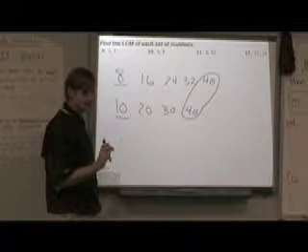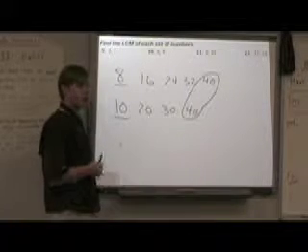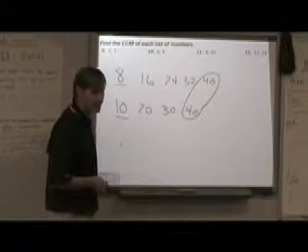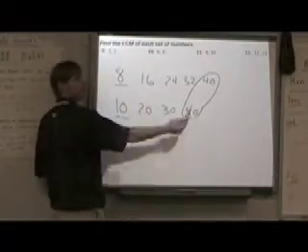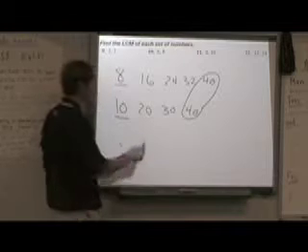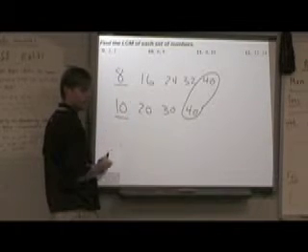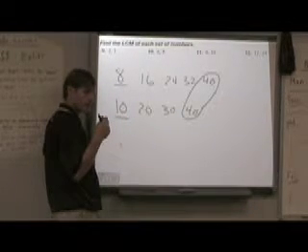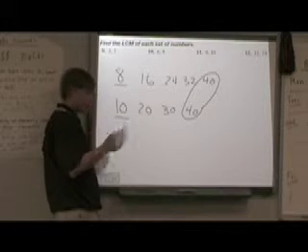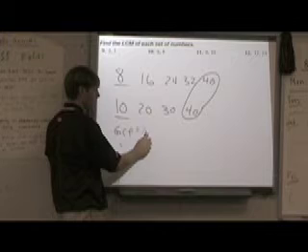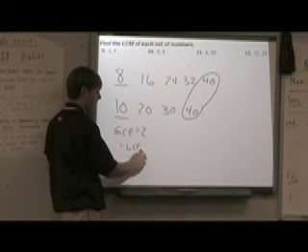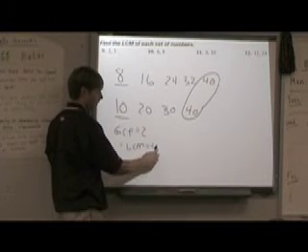LCM, your least common multiple. Remember, the least common multiple is going to be big, and the greatest common factor is going to be small. What's the GCF of 8 and 10? 2. So the GCF of 8 and 10 equals 2, but the LCM of 8 and 10 equals 40.